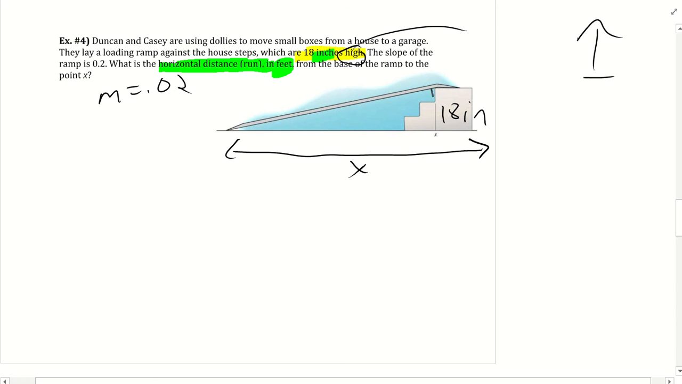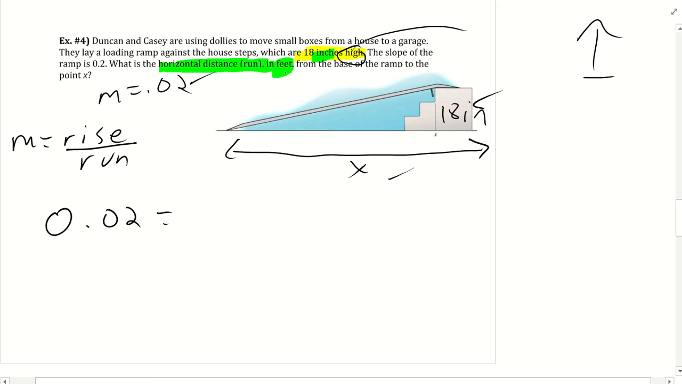So this is what we're trying to find out. We have 2 pieces of information. We have to find a third. We know our formula is m equals rise over run. So we have that, and I think we have everything we need to try to solve this. Let's give it a go. Do we have an m? Yes, we do. So we put down 0.02. That's a really important piece of information.